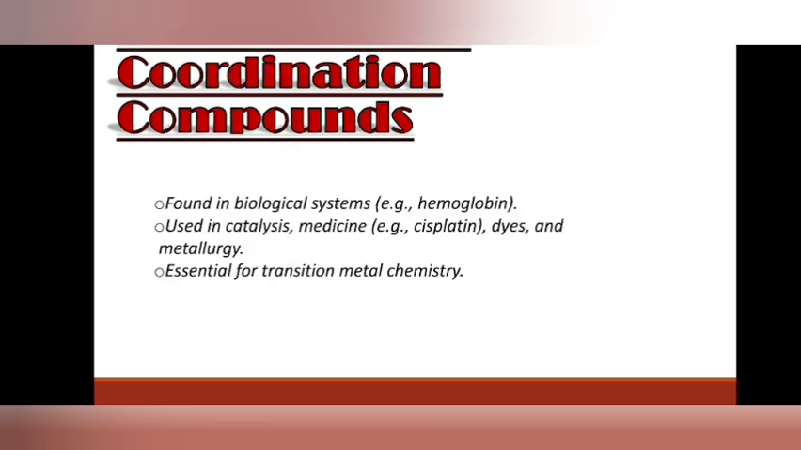Let's see the uses. They are found in biological systems. Coordinate covalent compounds are present in biological systems, for example hemoglobin, and used in catalysis and medicine, for example cisplatin. They are also used in dyes and in metallurgy. They are essential for transition metal chemistry. Transition metal chemistry is a branch of chemistry in which we study the transition metals, because in coordinate covalent compounds, metals are present. That's why it is linked with the metal and studied in transition metal chemistry.